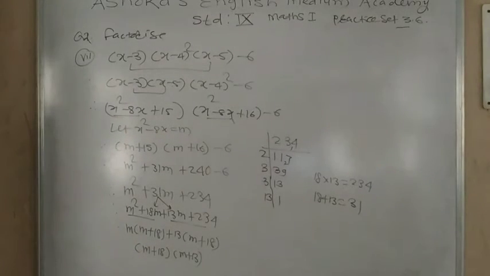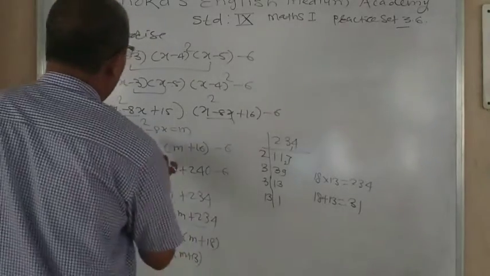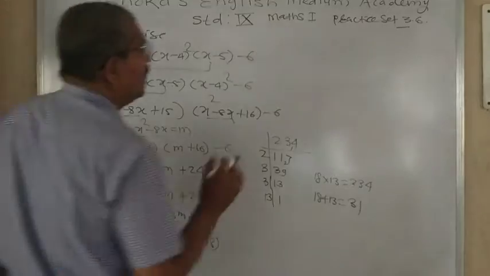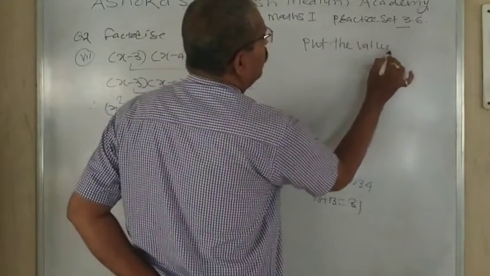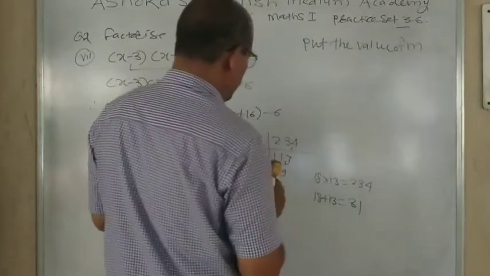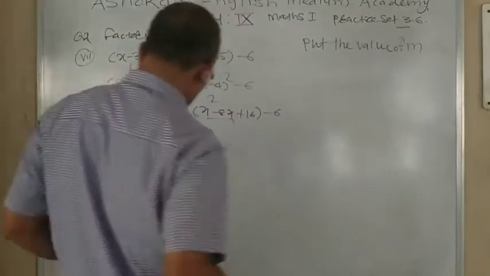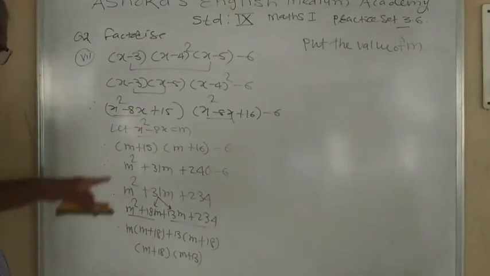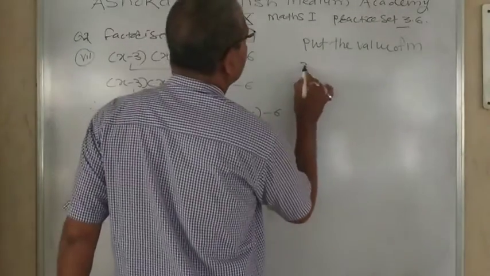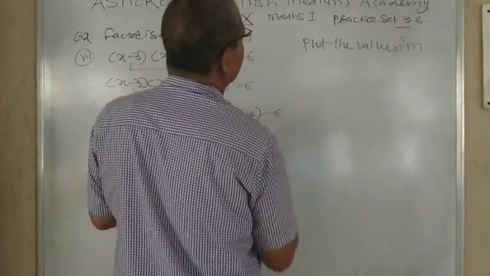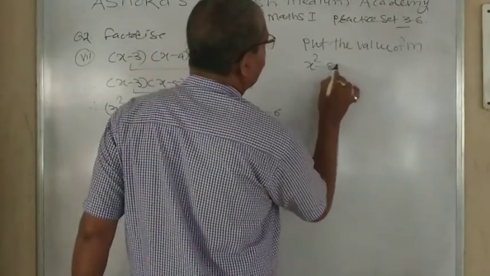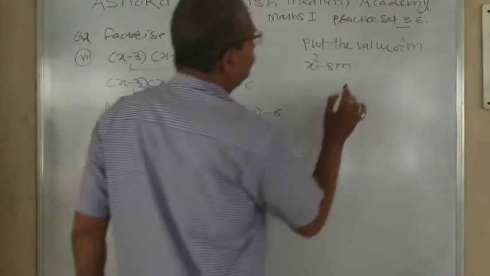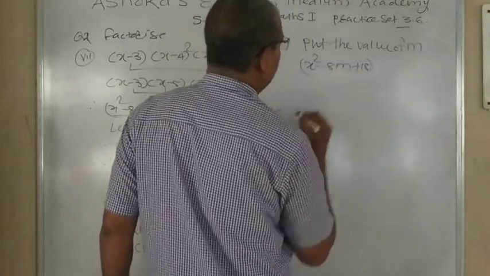Now put the value of m. What is meant by m? Have we taken it? Yes, here it is. M means what? Put the value of m. M means x square minus 8x. And here is 18, so I will write here 18.